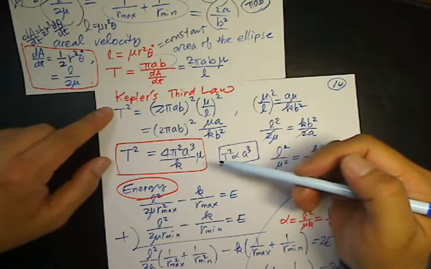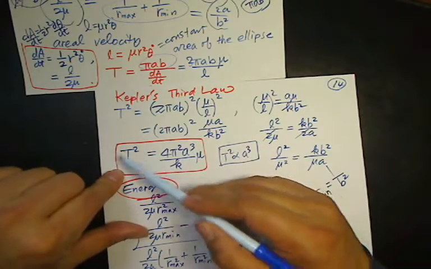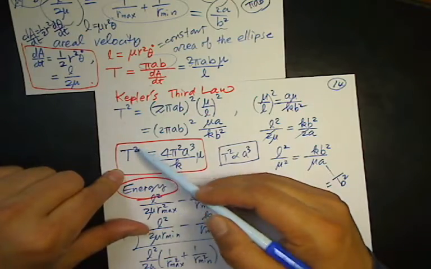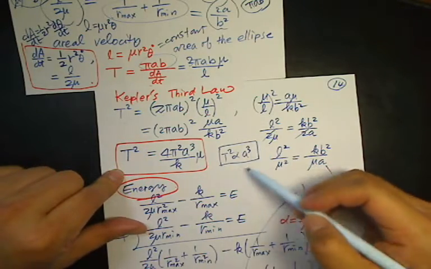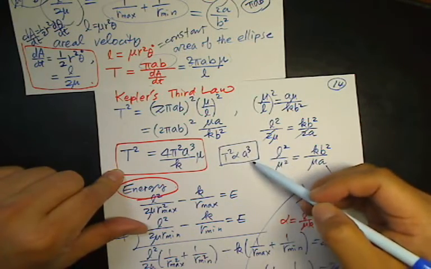Kepler's third law, the harmonic law, states that the period of an elliptic orbit squared is proportional to the cube of the semi-major axis.